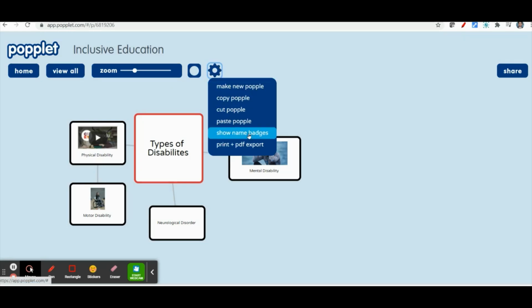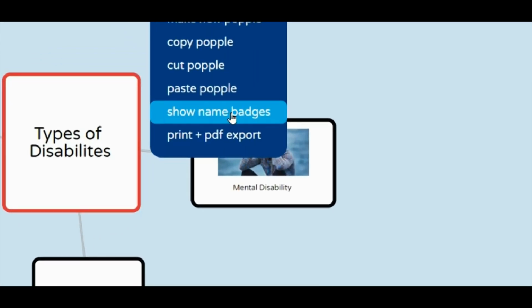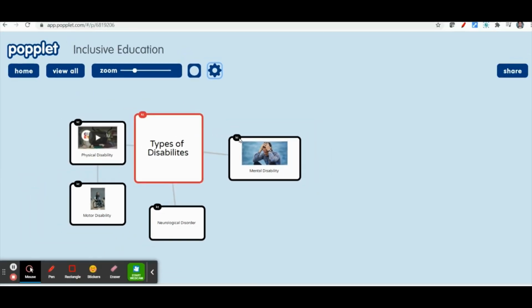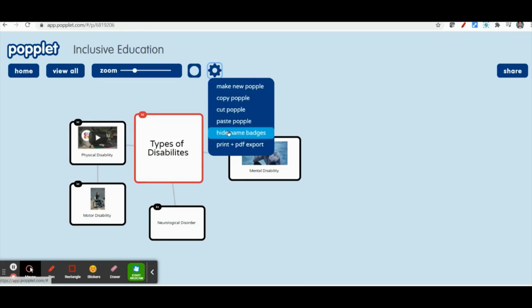Okay, and you can show name badges also. If we click here, the user ID will appear here. So this is the name badge. If you don't want it, you can hide the name badge itself. Okay, and finally we can print, export as PDF, and we can save the file, and we can add some more options. So we can insert a video related to this topic.